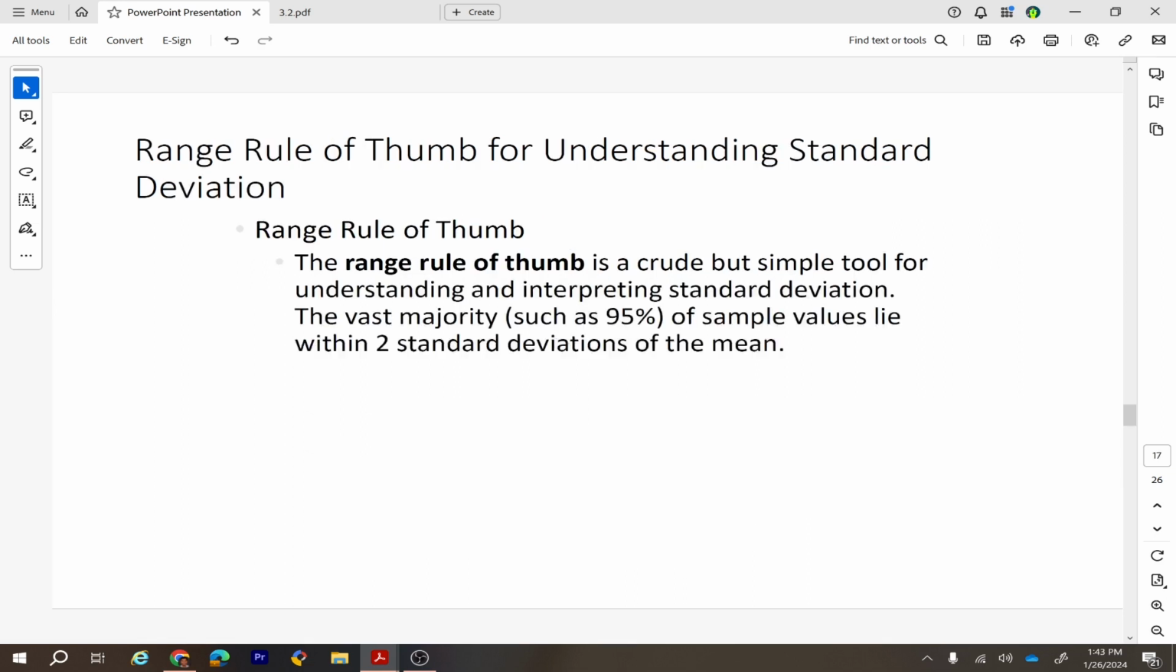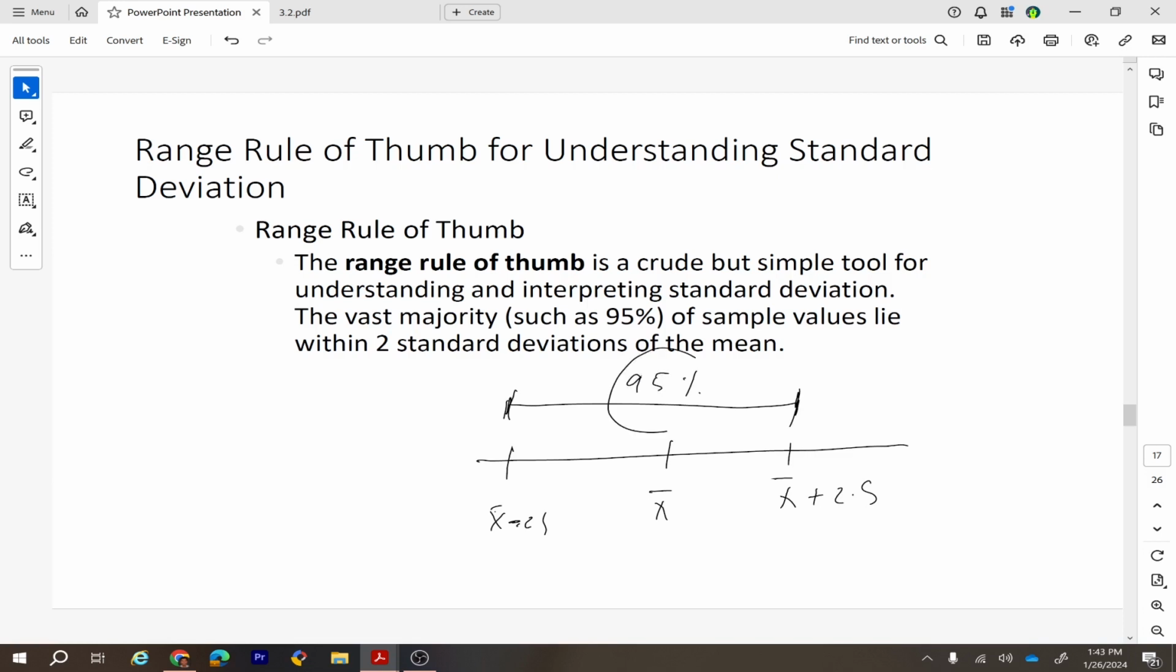So the general rule of thumb is, if you have the center of the data, and you go 2 times the standard deviation from that center of the data, this range from here to here will cover almost 95% of your data set. That's the range rule of thumb.